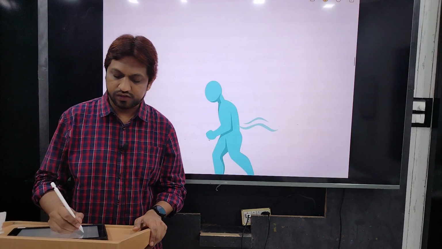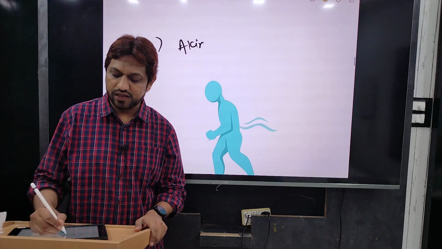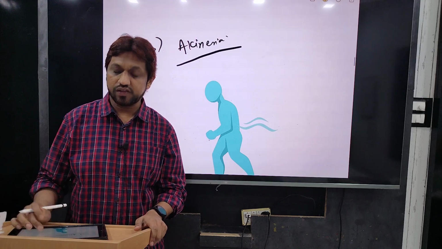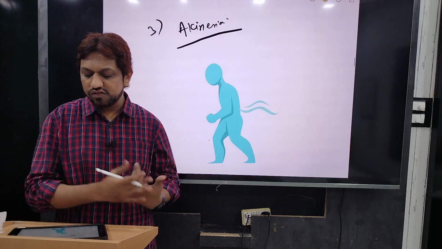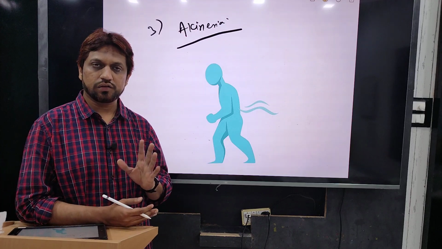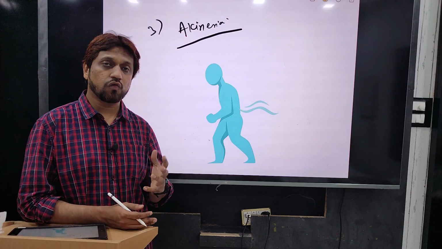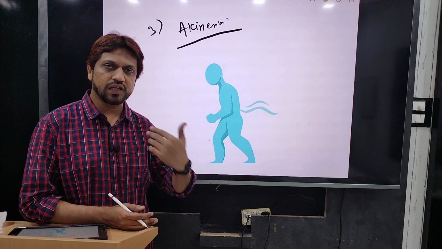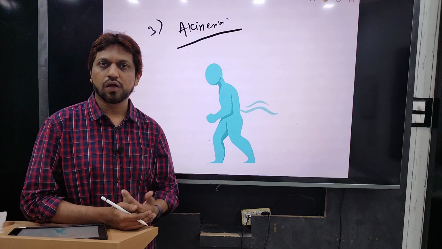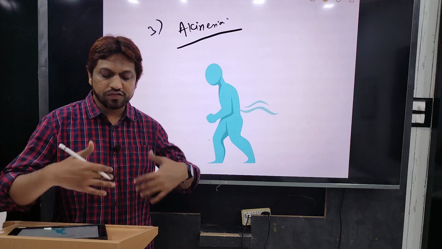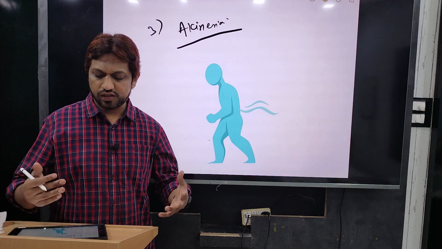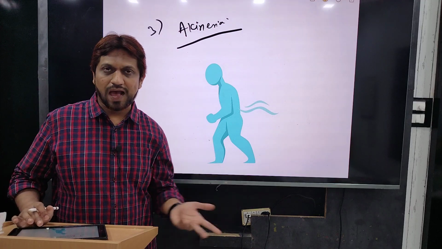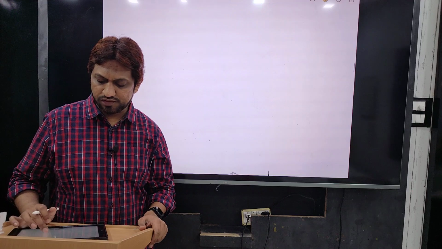Then we have akinesia, or bradykinesia, or hypokinesia, that is a decrease in the initiation of movement. The basal ganglia and substantia nigra neurons are involved in the planning, programming and execution of movements. So the movements are decreased or sometimes absent, that is akinesia, or decreased, meaning hypokinesia.